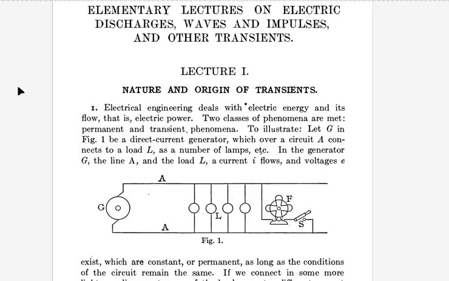Lecture 1. Nature and Origin of Transients. Electrical engineering deals with electric energy and its flow, that is, electric power. Two classes of phenomena are met, permanent and transient phenomena.